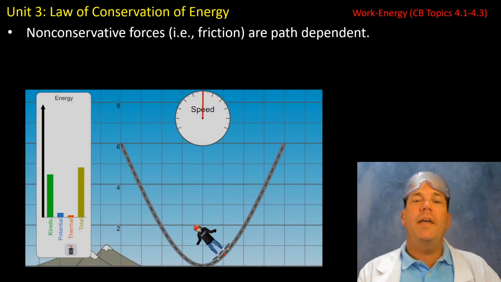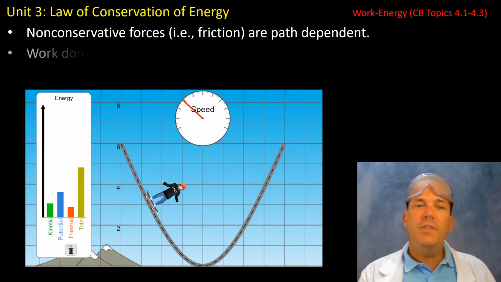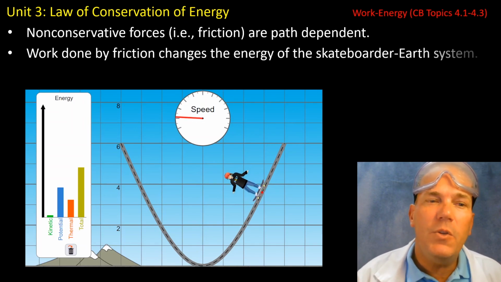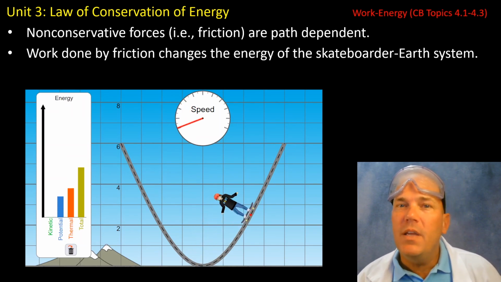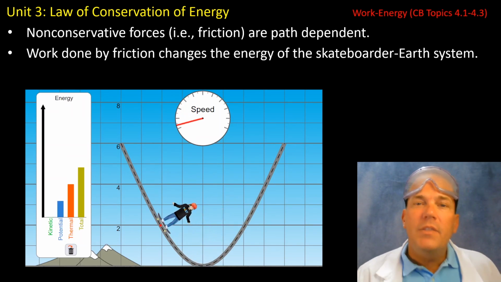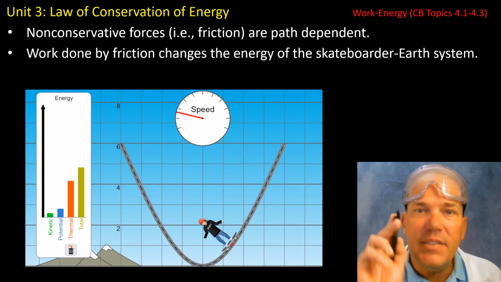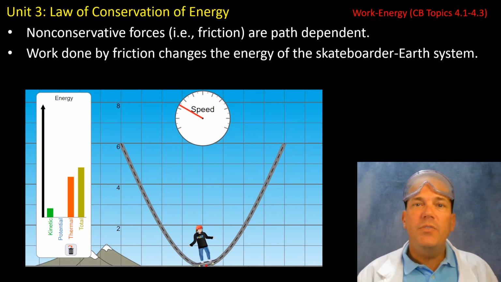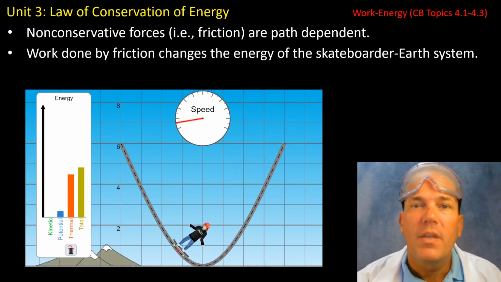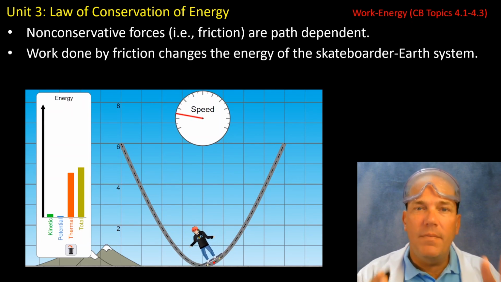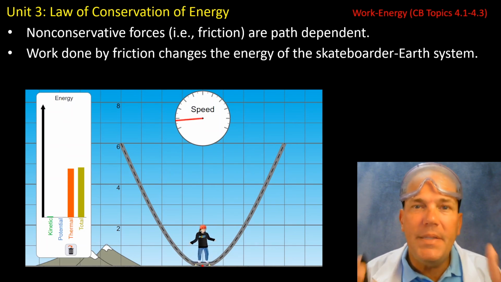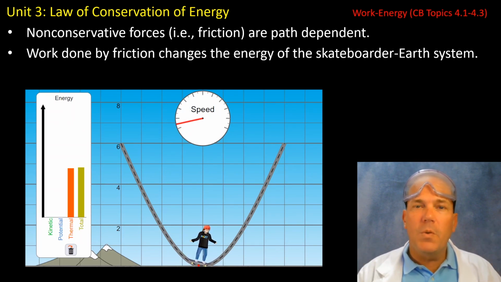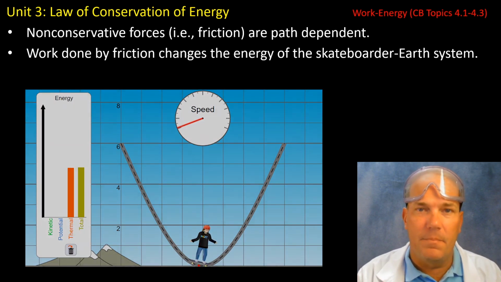So if we look now at this scenario, I want you to watch it carefully. Look at the total energy. Guys, work is being done by a non-conservative force to our isolated system. So work is being done against the skateboarder Earth system. This is resulting in a change in the total mechanical energy of the skateboarder Earth system. Notice eventually this skateboarder comes to a complete stop due to the force of friction acting upon the system.